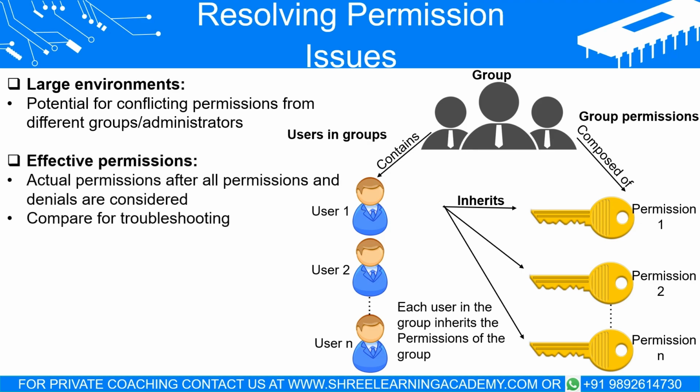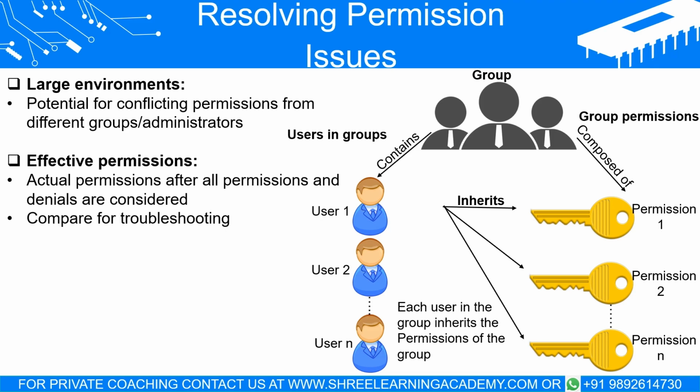In such cases, it's useful to compare the effective permissions, the actual permissions that apply after considering all permissions and denials on the affected resources, with those on similar resources that aren't causing problems. This can help identify inconsistencies or errors in the permission assignments.